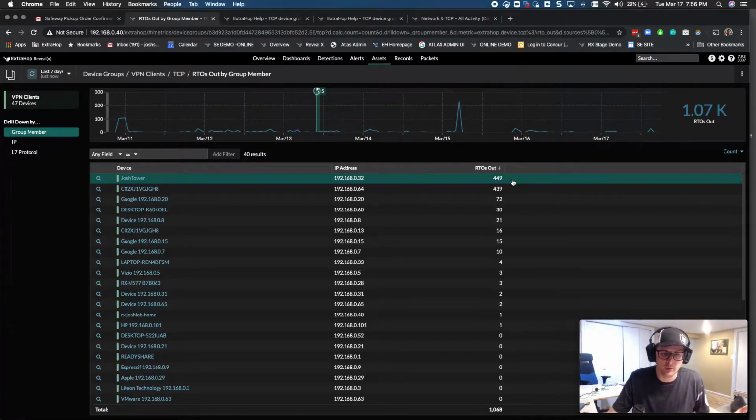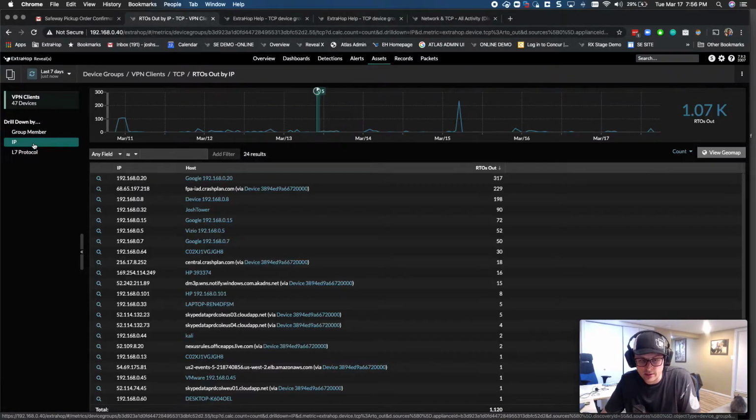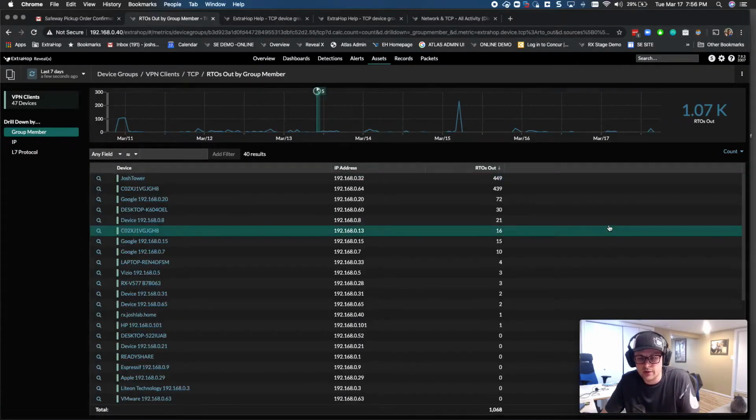So people are working from home, and all of a sudden you see your retransmission timeouts go way up. So what you want to do when you see that is look at the devices that are associated with it, the protocols, and the IP addresses. The protocols are going to give you an idea of who it is. The IP addresses are going to say who it's communicating with, and the group members are saying who those locally discovered devices are.